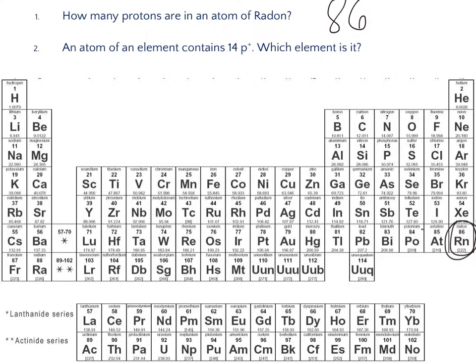Okay, the next question asks, an atom of an element contains 14 protons. So what element is it? Well, I should look for element number 14, which is right here. Okay, that's silicon, Si. Silicon. That's all there is to these questions. It's just using a periodic table. So they're not so bad.